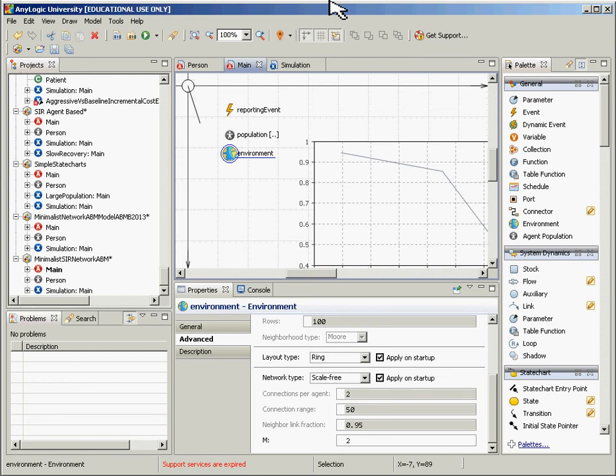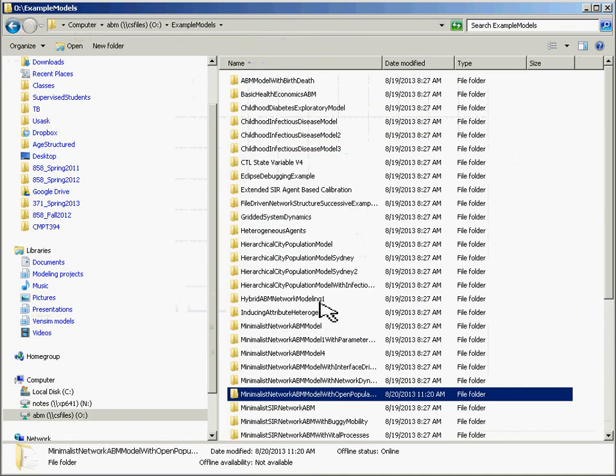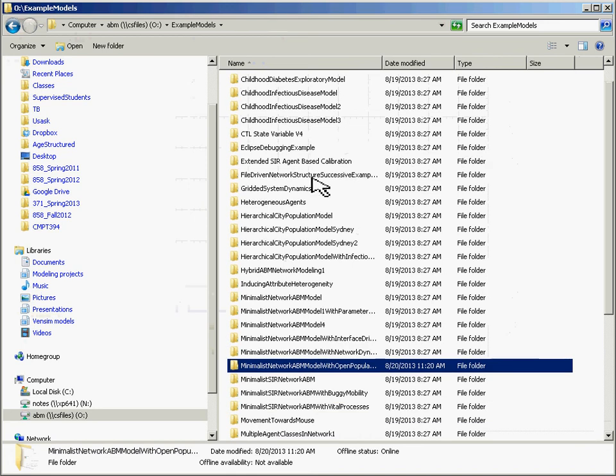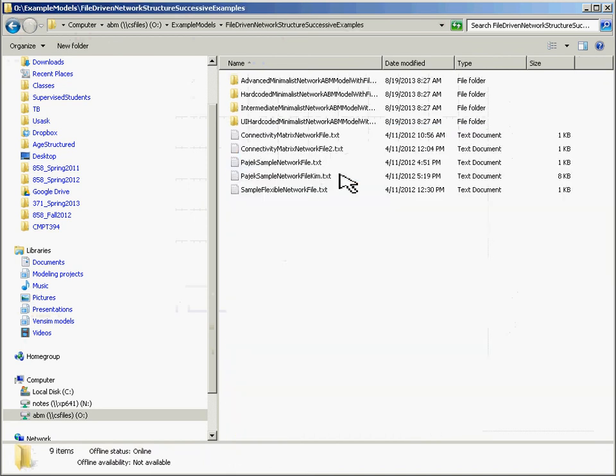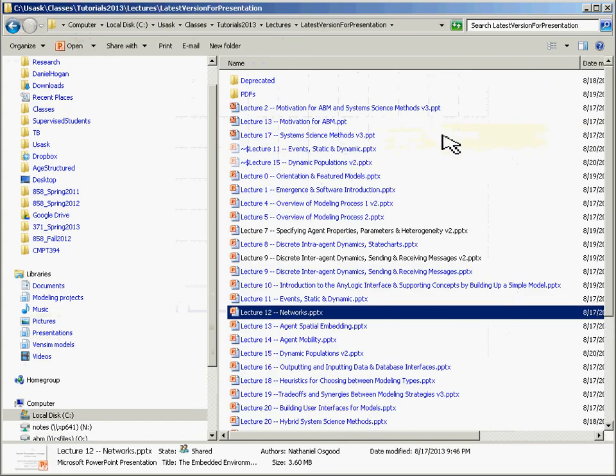Yes. I'm sorry? You said you had code and example models? Yes, those are part of the set here. So for Pajek, pardon me for just a second here. It's file-driven network structure, successive examples. I have a minimalist network ABM model with file-driven network structure, so that can import, for example, some of those. They all have mechanisms for importing, for example, from Pajek.